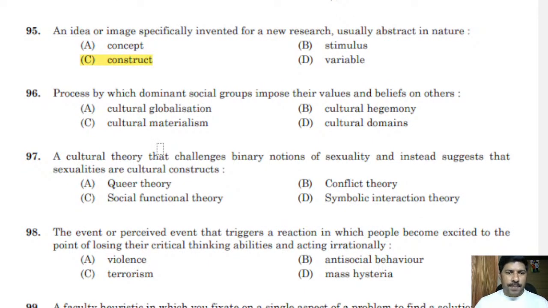96th question. Process by which dominant social groups impose their values and beliefs on others. Correct answer is cultural hegemony. Cultural hegemony is known as the process by which dominant social groups impose their values and beliefs on others.